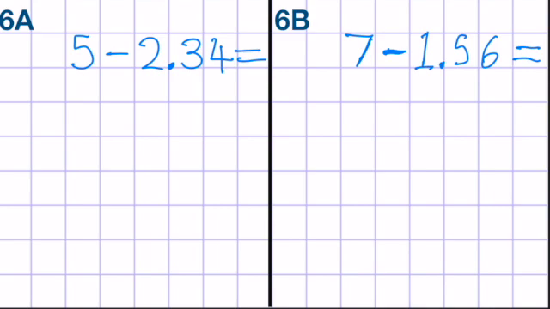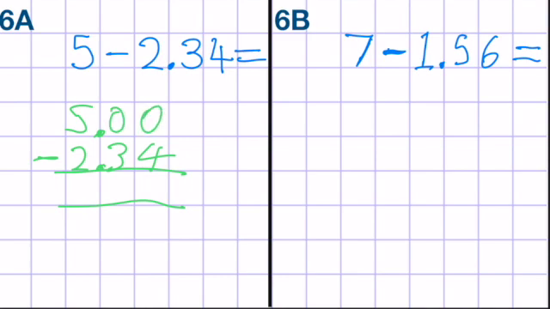Okay, for this one you have a whole number, subtract a decimal. So have a go at doing that and then unpause the video. So we're going to do 5 subtract 2.34. I need to put on here a decimal place and I need to add 2 zeros, and I put a decimal place in my answer box.